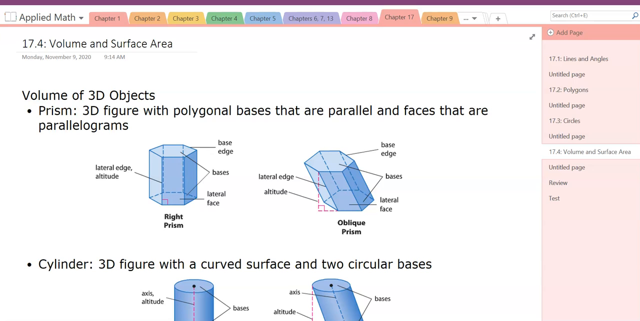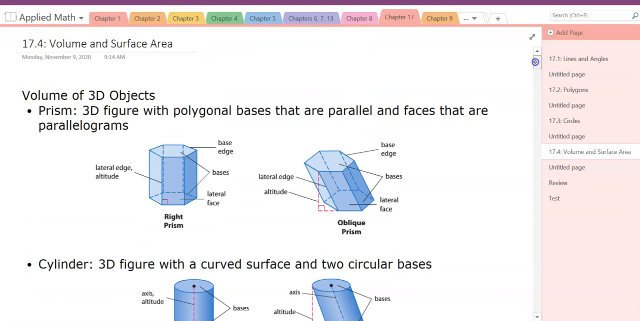So I want to go over first some of the 3D shapes that you're going to see, because this is when volume starts happening. Instead of looking at two-dimensional shapes like rectangles and squares and triangles to find the area, we have to look at three-dimensional shapes to do volume. So the first, most common shape is a prism.